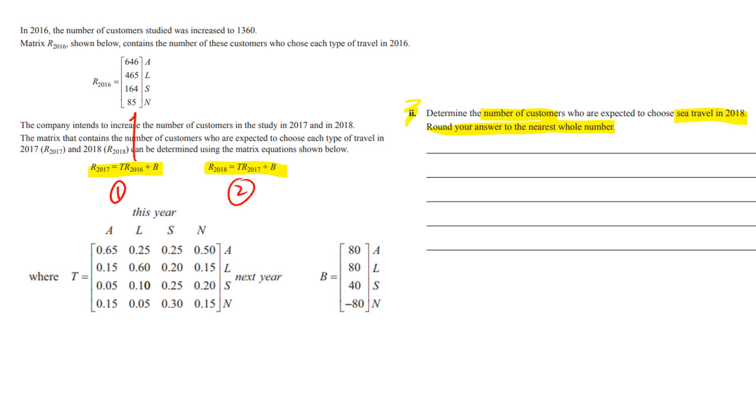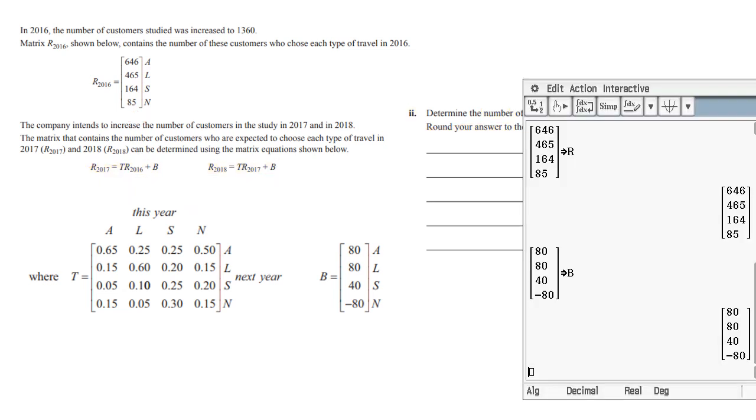Now we've got R 2016, it's up here, and we've got B, it's over here. So we can find R 2017. It's just a matter of sticking this stuff into your calculator. We've already put T into a calculator before. So there you go. I've taken this B and put it in the calculator over here, and I've taken the R here and put it in the calculator here. So we're all ready to go with our R and B.